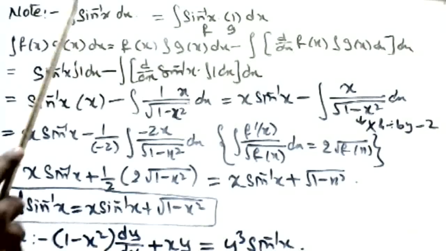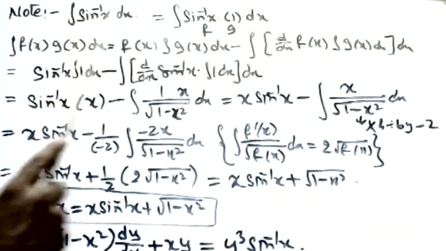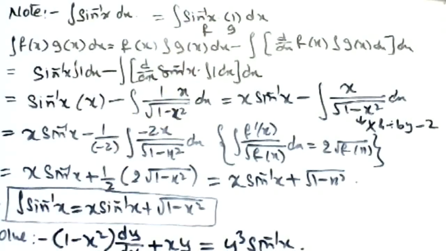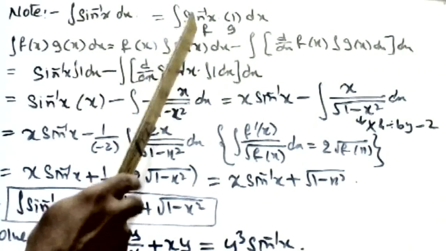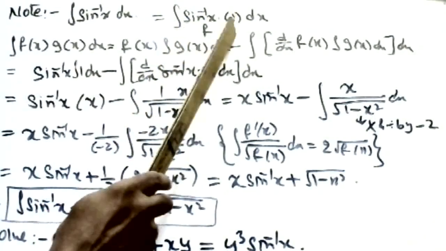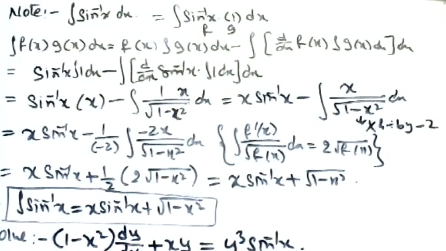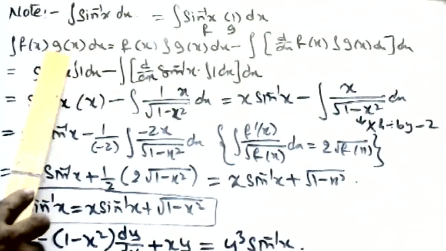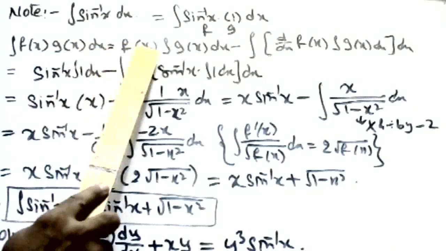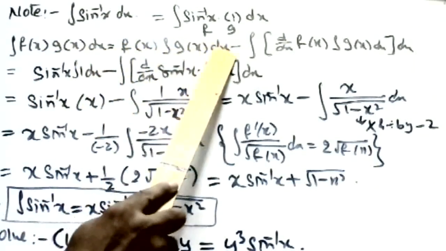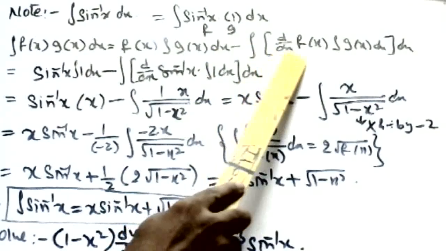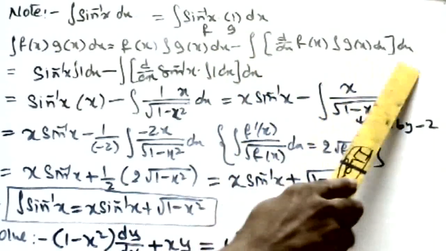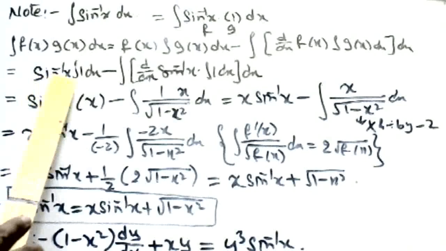In the previous classes, in the 12th class, we learned that to find sine inverse x, we have to write sine inverse x into 1. We must suppose sine inverse x as f and 1 as g, and solve this by integration by parts. The formula is: integration of f of x into g of x is f of x integration of g of x dx minus whole integration d by dx of f of x integration of g of x dx. So this is f, this is g.